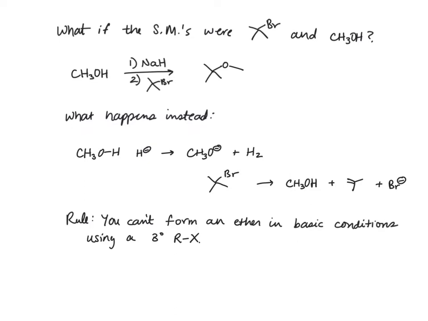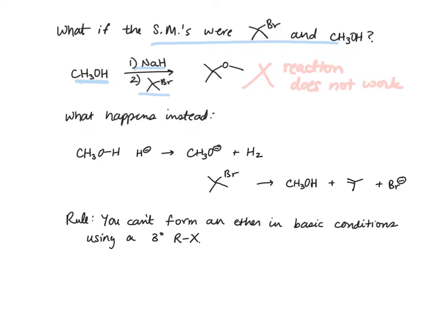What happens if the starting materials were tert-butyl bromide and methanol? Let's put the methanol as the starting material, treat it with sodium hydride, followed by the alkyl halide. Do we get this product? No, this reaction does not work. What happens instead? Let's take a look at this.